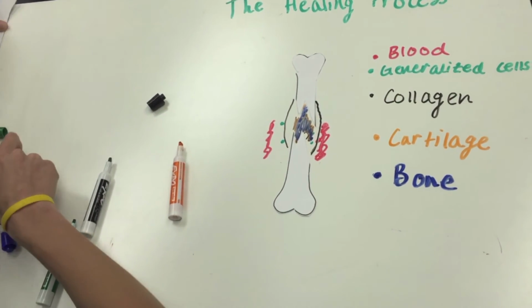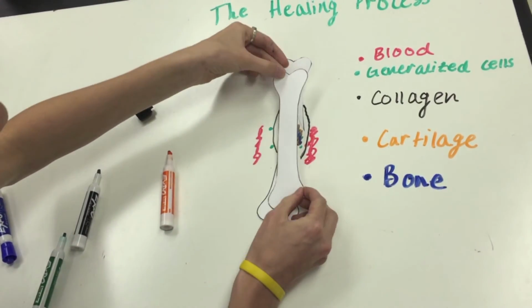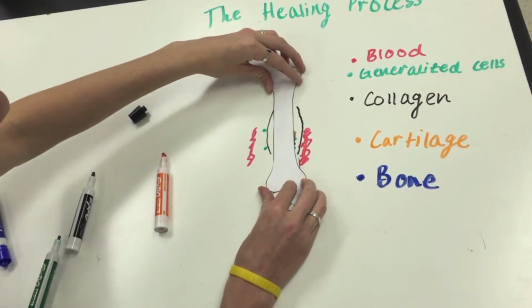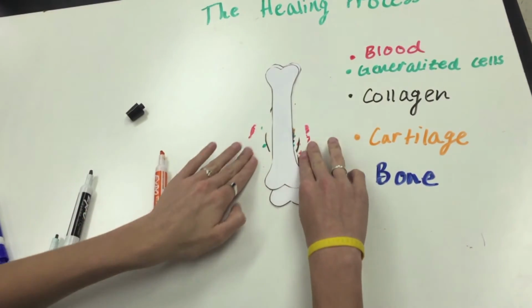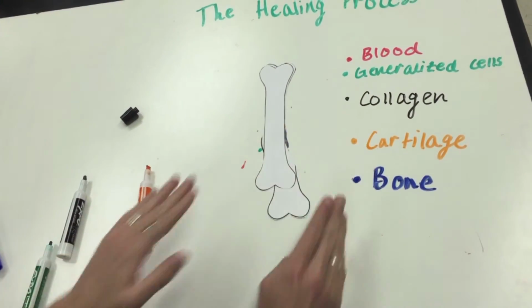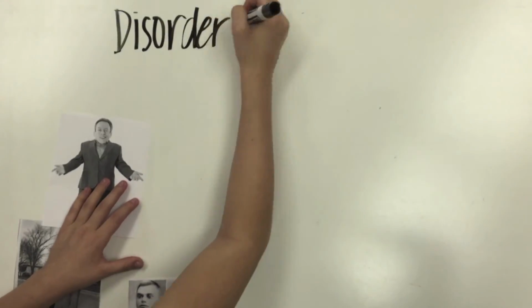The final step is remodeling. The callus decreases and normal remodeling begins. This process takes around 6 to 8 weeks for adults and around 4 to 6 weeks for kids. Disorders at middle age.